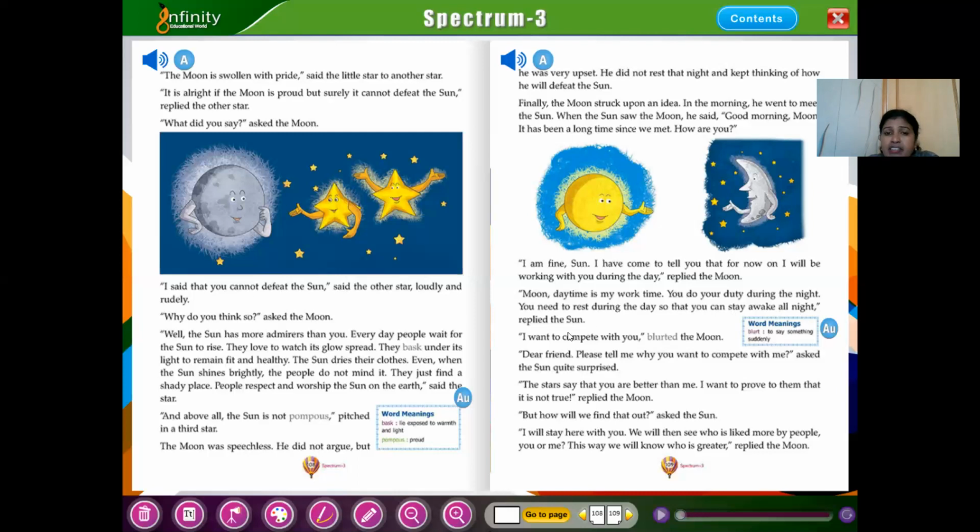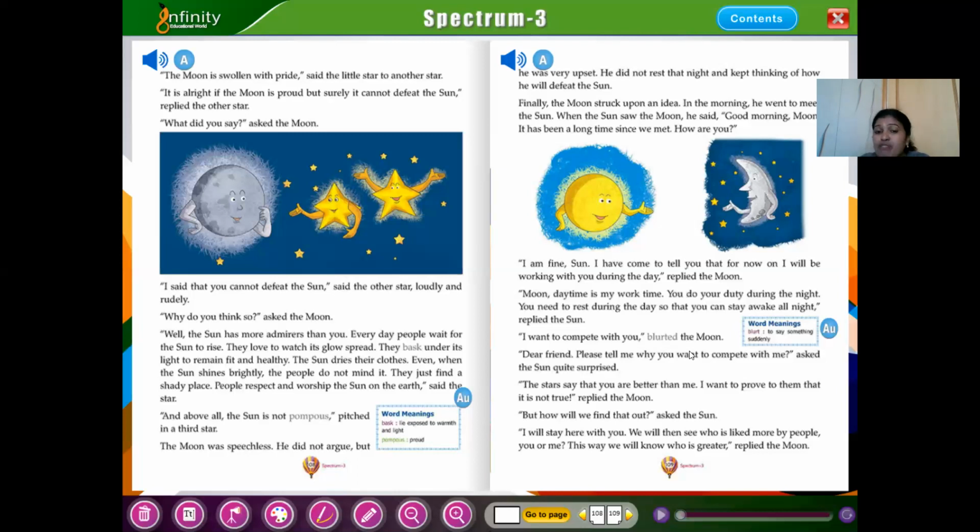"I want to compete with you," blurted the moon. The sun said, "See, daytime is my work time and nighttime is your work time. You need rest in the daytime, so you can't work then." But the moon said, "I want to compete with you. I want a competition to prove who is admired more."